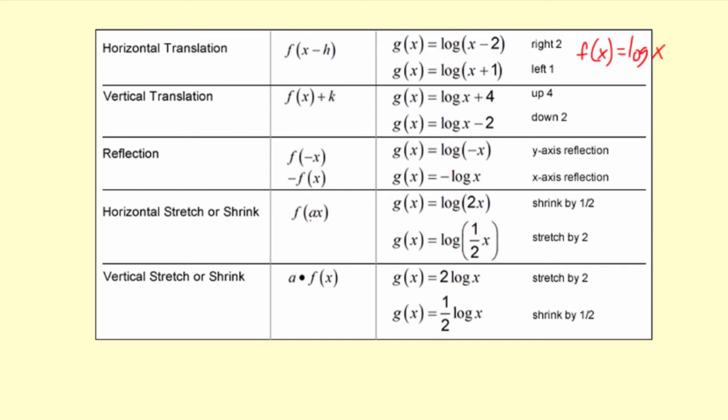Horizontal stretch or shrink, f of a times x. Examples, g of x equals log of 2x, that's a shrink by 1/2, a horizontal shrink. g of x equals log of 1/2 x, that is a horizontal stretch by 2.